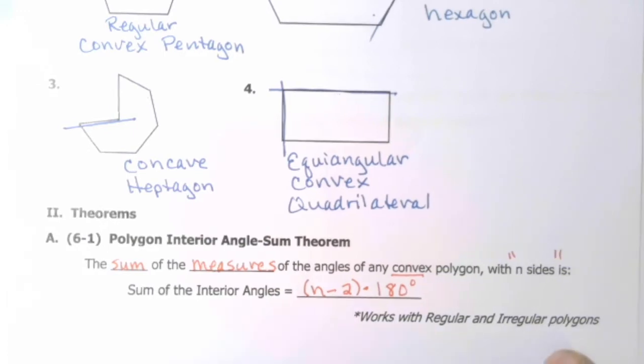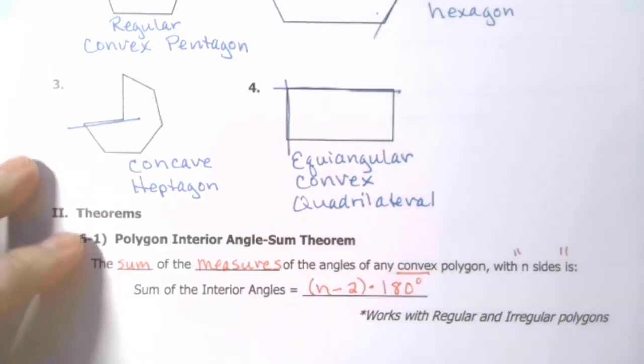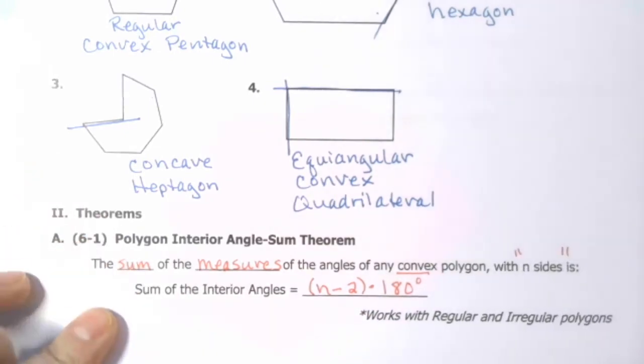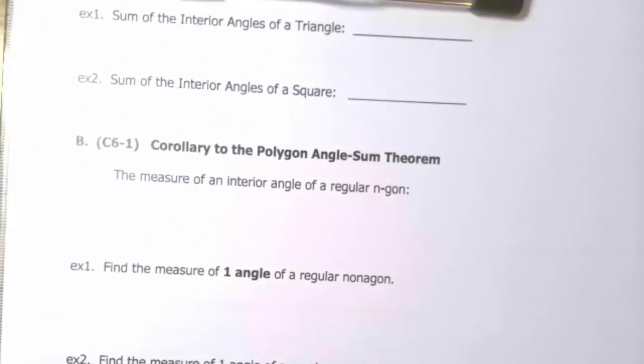As long as it's a polygon, you can calculate the sum of all the interior measures. Now notice that it's the sum of all of them. This formula does not give you one particular angle. So let's practice this. And these are just like the problems on your homework.